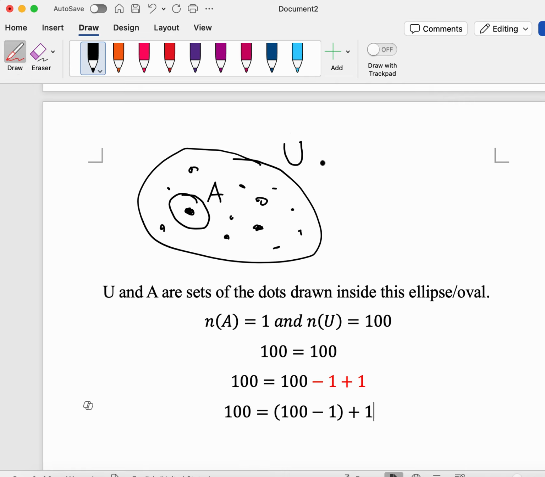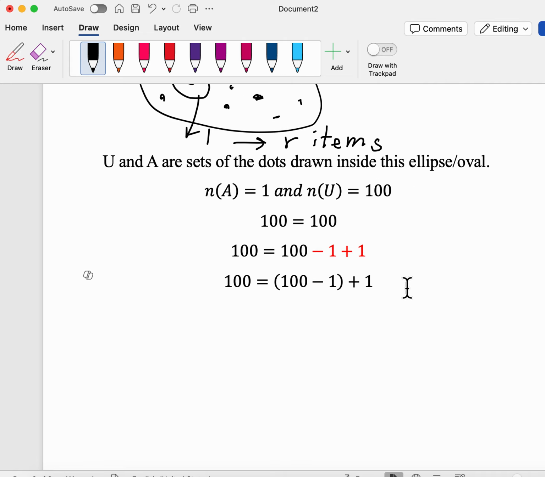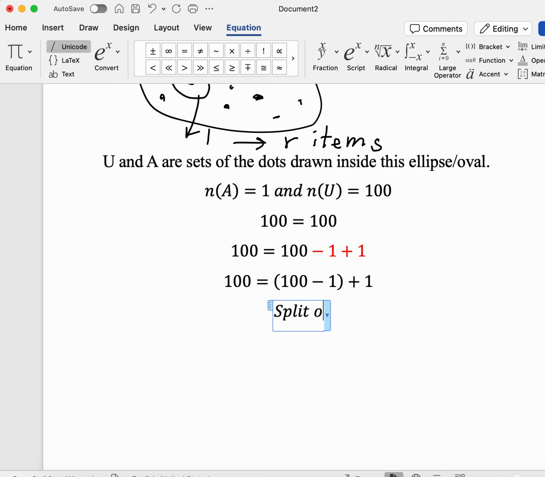Well, I'm garbling. Let's say in here, instead of 100 items, so we initially said this had 100 items and this had 1 item. Let's pretend instead that this had n items and this has r items. Again, we split it into 2. So we split or partition the set in 2. Well, then it stands to hold that n equals n, right?